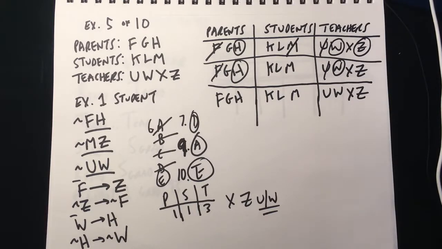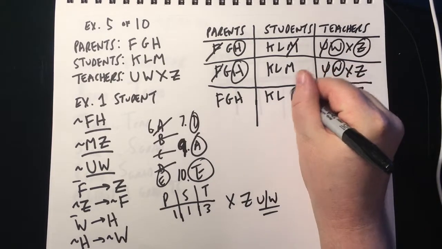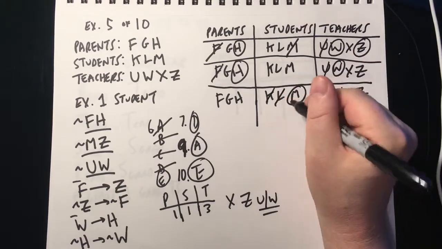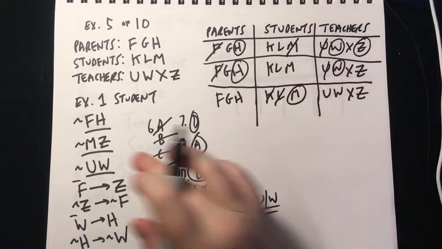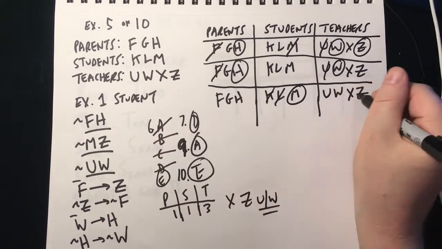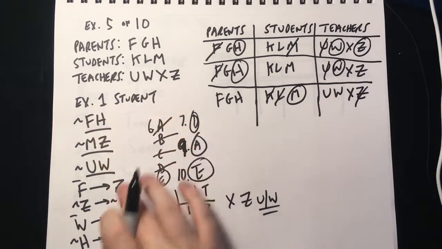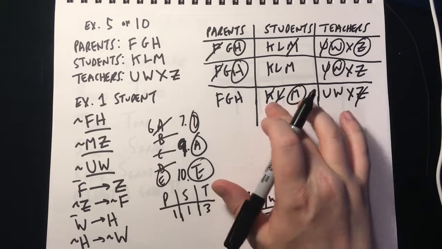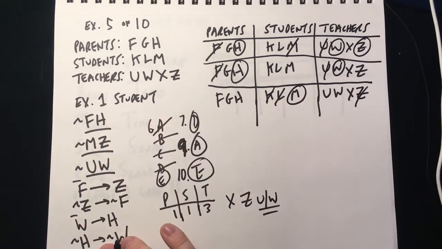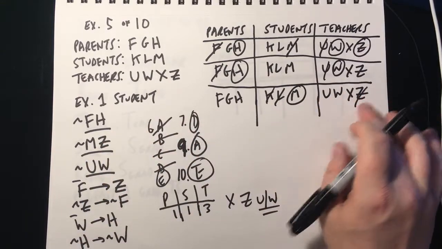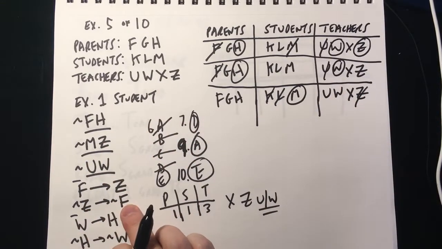Question number 11 says, if M is selected. So M is a student. I circle M, but that also means I get rid of K and L. There's only one student. What happens if I have an M? If I have an M, there's no Z. Any other rules about having an M? No. Any other rules about not having a K? No. Any rules about not having an L? No. Any rules about not having a Z? Not having a Z means not having an F.